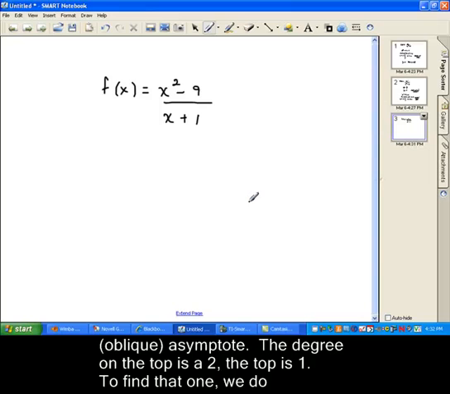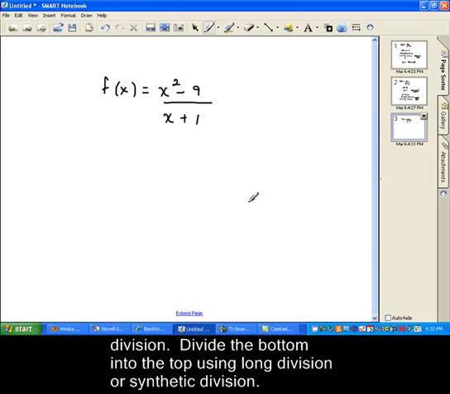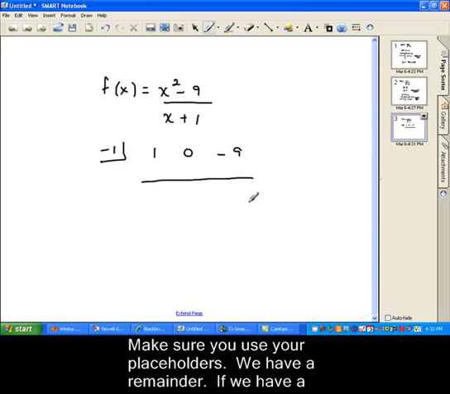If the degree on the top is higher, we may have what's called a slant or an oblique asymptote. The way you find that is you do division. You will take the bottom and divide it into the top, and you may have to do long division or synthetic division. In this case, since we have x plus 1 on the bottom, I'm going to elect to do synthetic division. Remember, when you do the synthetic division, make sure that you remember to use your placeholders. So here we'll do our synthetic division.